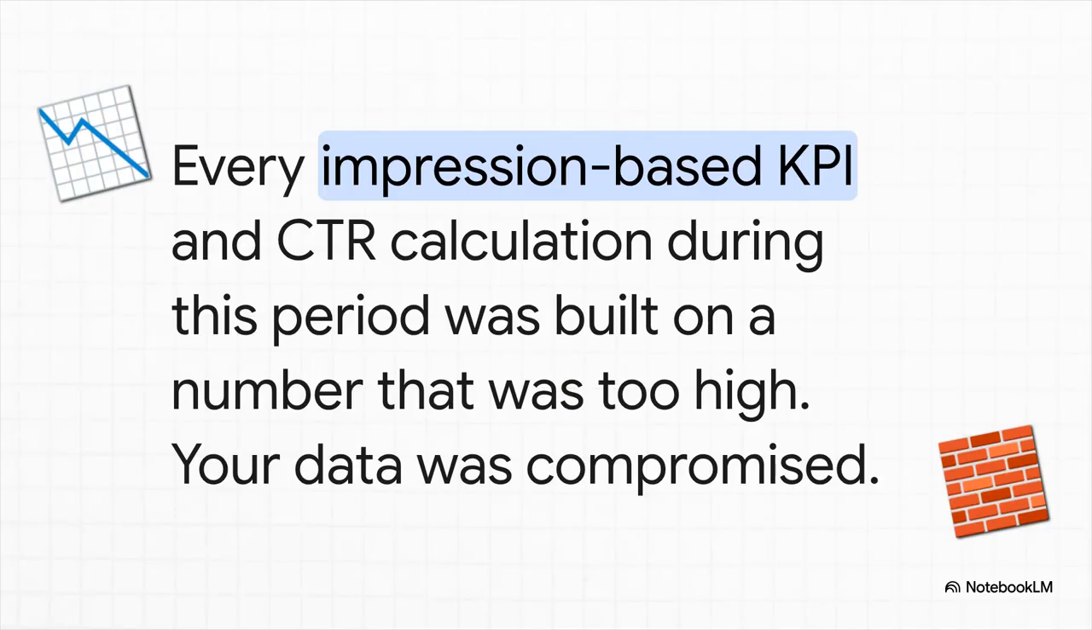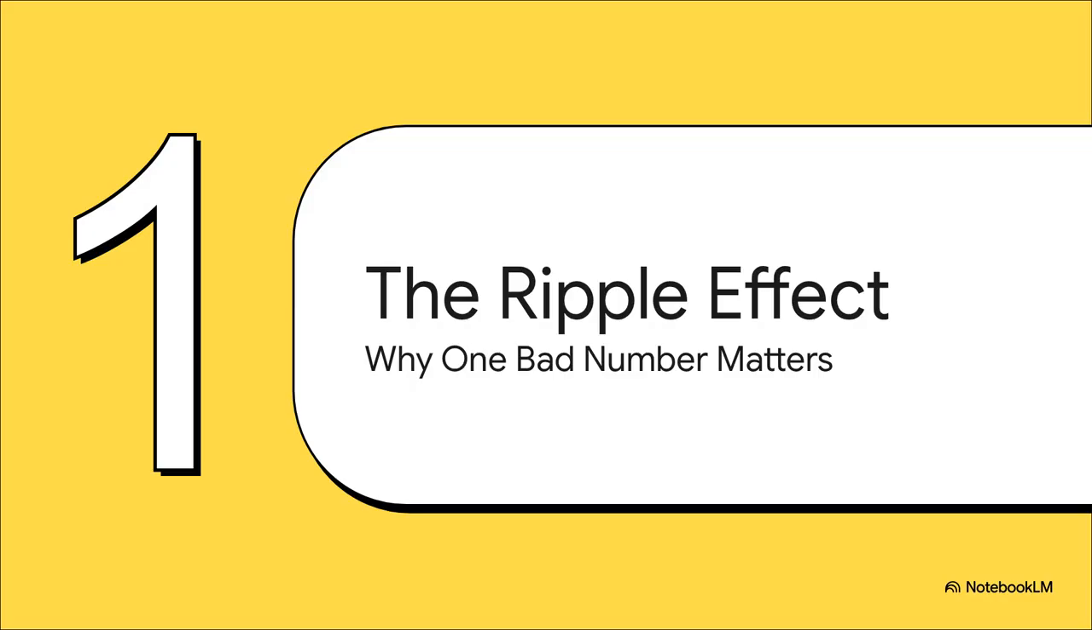And let's be really clear here. This isn't just some technical footnote for the data nerds. Oh, no. This error has real-world consequences for your strategy, for your budget, and maybe the most important thing, for all those conversations you've been having with your boss or your clients about performance and growth. So how did one little bad number cause so much chaos?